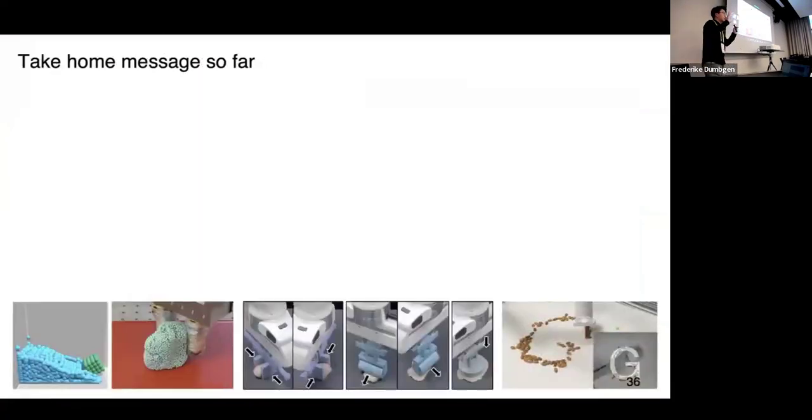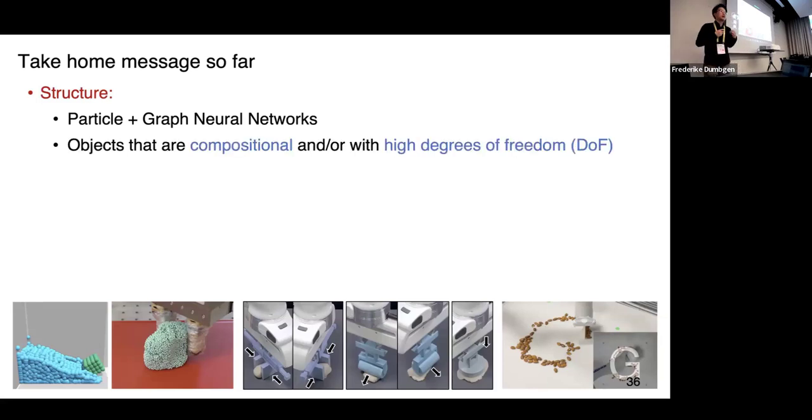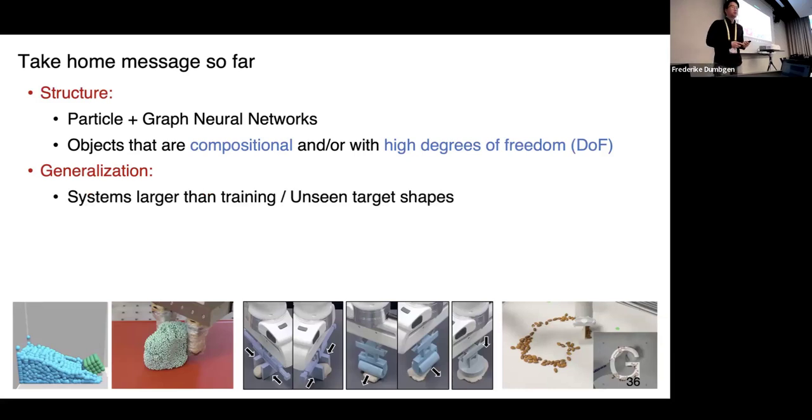So I want to just summarize a little bit about what we have talked about so far. We have talked about using, for example, particles, key points, and some compositional representations of the environment. We combine that representation with graph-based neural dynamics models, which are especially helpful for objects that are compositional or with high degrees of freedom. It shows great generalization capabilities. For example, systems that are larger than during training, remember the shaking fluid examples, can generalize to more fluid particles than during training. It can also generalize to unseen target shapes.